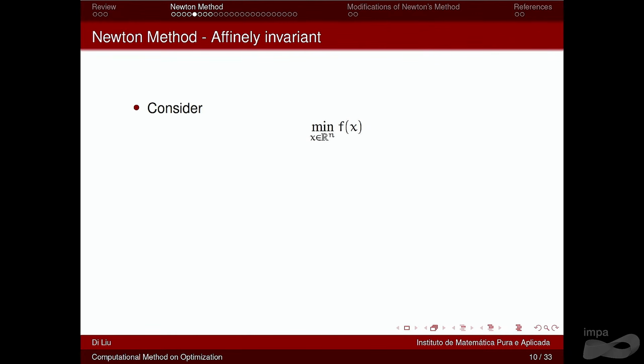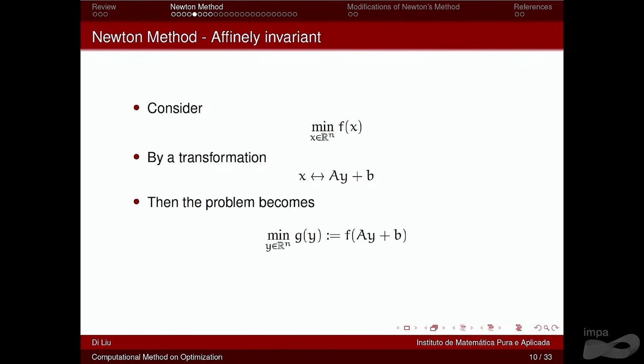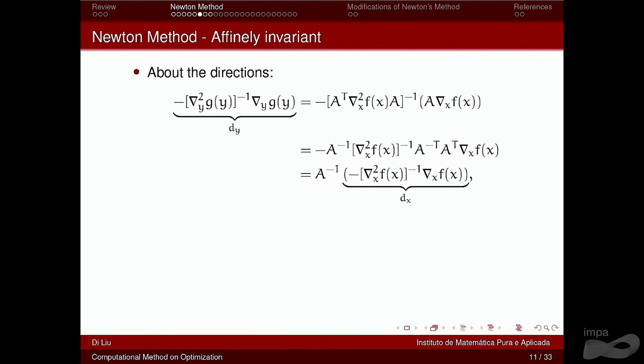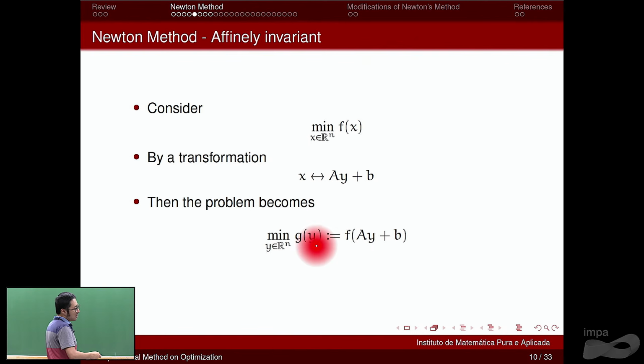So first we will discuss a property of the Newton method, which is called affine invariance. We consider these problems. We have a transformation y. We do a transformation and we get a new problem, which is to minimize the function g(y), which is first you do the transformation and then composition with f. For this, we have two problems: one is f, another is g after the transformation.